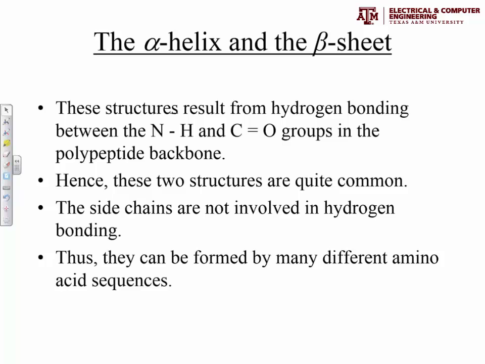So there is a potential for that H in the NH, the positively charged H, to link up with the negatively charged O in the polypeptide backbone, regardless of what the side chains are doing, and it can produce some kind of structure. So these two structures are quite common because they don't depend on the properties of the side chains, and so they can be formed by many different amino acid sequences. So let's look at them one by one.